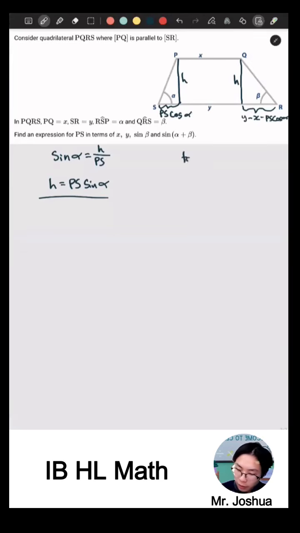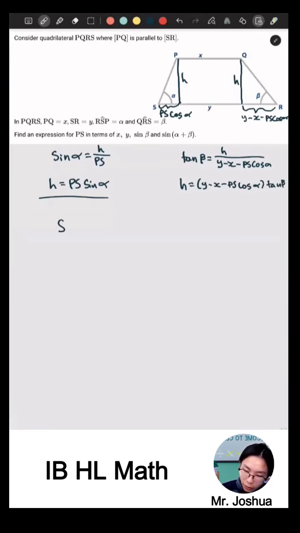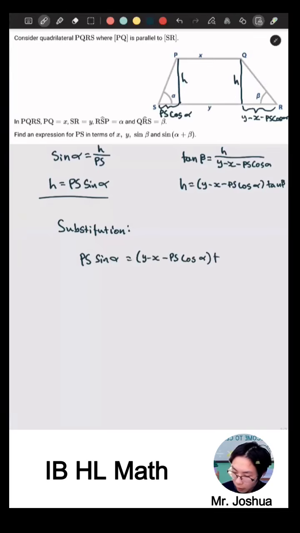Here we can use our tangent. Tan beta is equal to the opposite over adjacent, which is H over Y minus X minus PS cos alpha. So let's find our formula for H. H equals Y minus X minus PS cos alpha, all multiplied by tan beta. Now we can use substitution since we have two formulas for H. So we can make PS sine alpha equal to Y minus X minus PS cos alpha multiplied by tan beta.